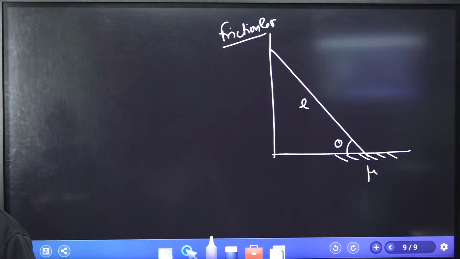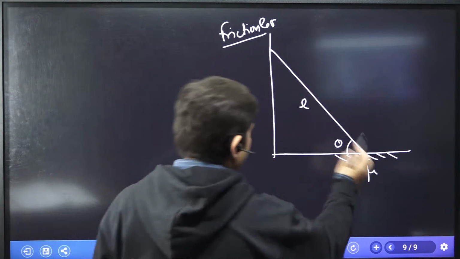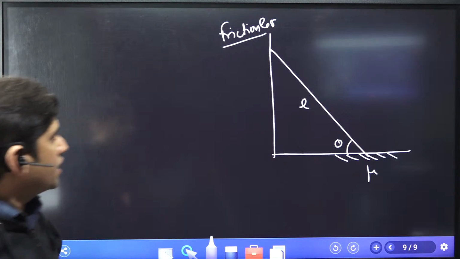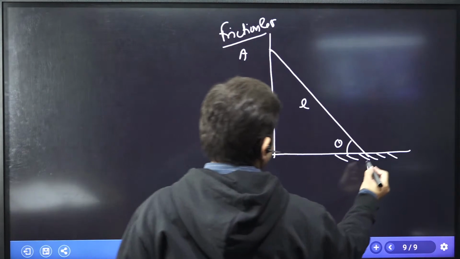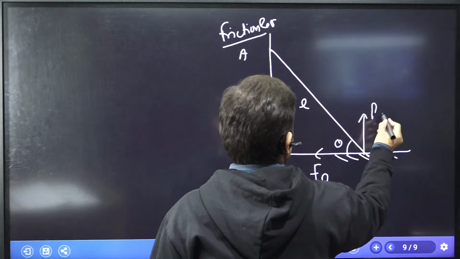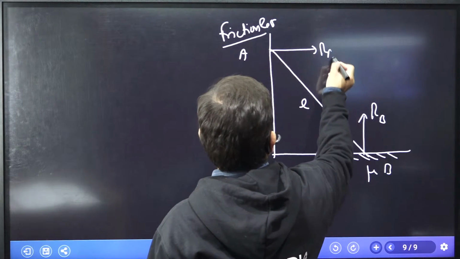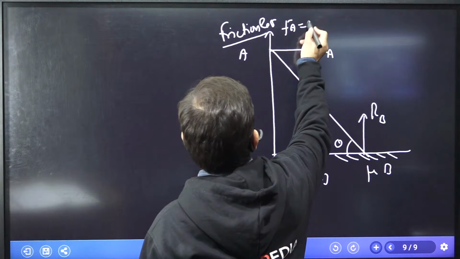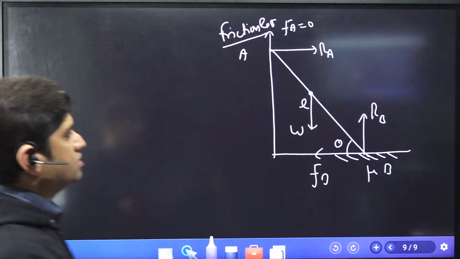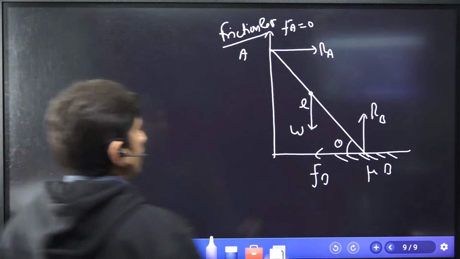Now for the equilibrium, what is the relation between mu and theta? Equilibrium means no net force acting on the ladder and no angular velocity of the ladder. That is the question. Okay, let's name it A, let's name it B. Friction is there, so F of B will be there. Normal reaction RB, normal reaction RA. FA will not be there, that will be 0. Its weight, let's say W, will act this side. Let's say length is L.